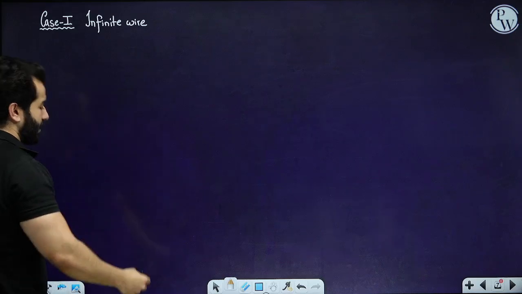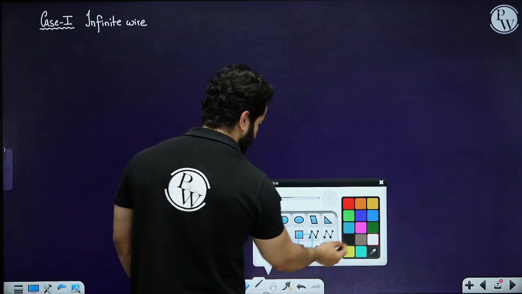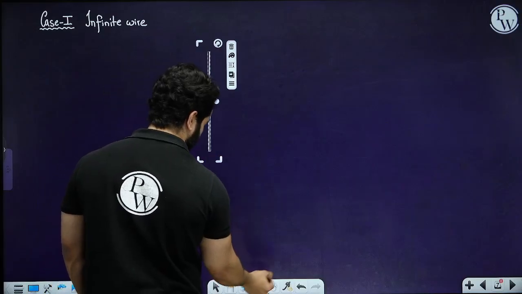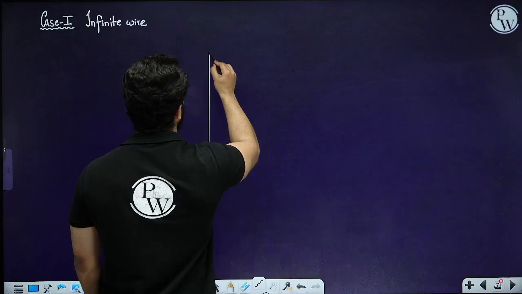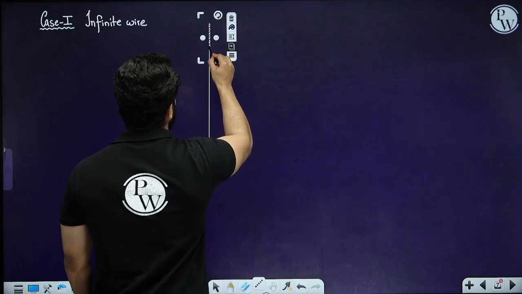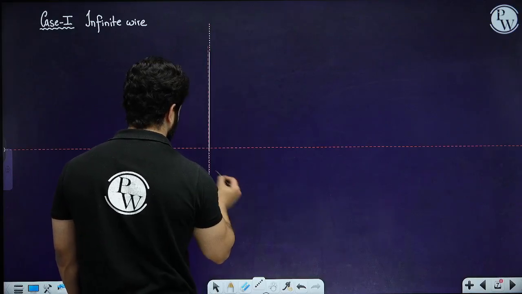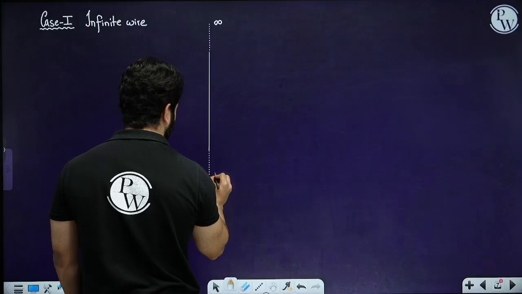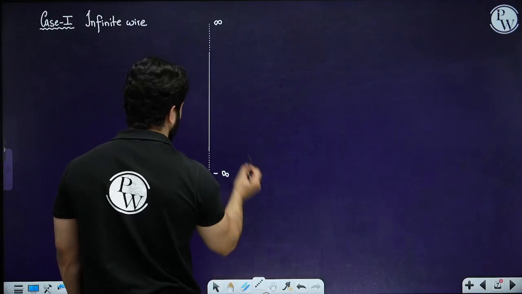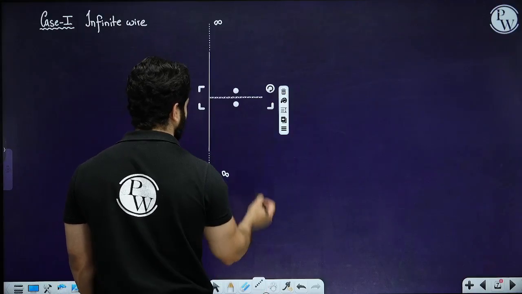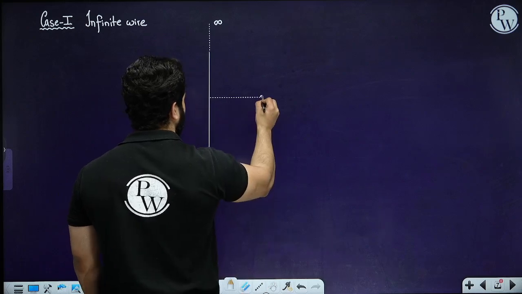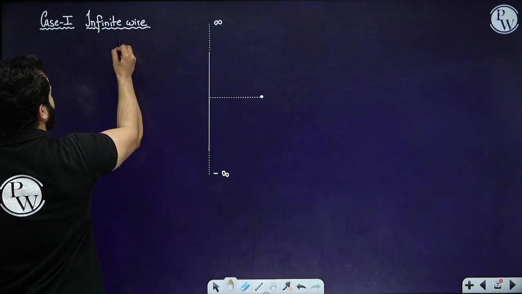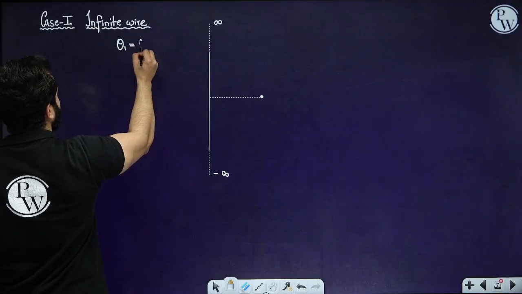So please understand, if you have got an infinite wire, which would be something like this, that means both the ends of this wire are going to tend to infinity. Let's say plus infinity and minus infinity. And if you are going to ask me, sir, what angle are we going to get from here? Now this is very easy. These angles are going to be just 90 degrees. So theta 1 and theta 2 are going to be nothing but 90 degrees.